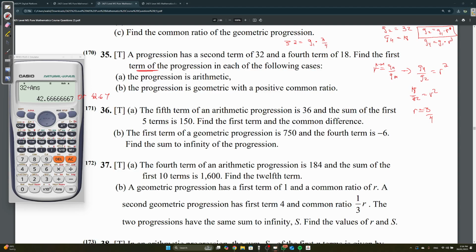42.67. Okay, but with sequences, you have to write the fraction, because 42.67 isn't exact. You need an exact answer for sequences. For that reason, you use a fraction.